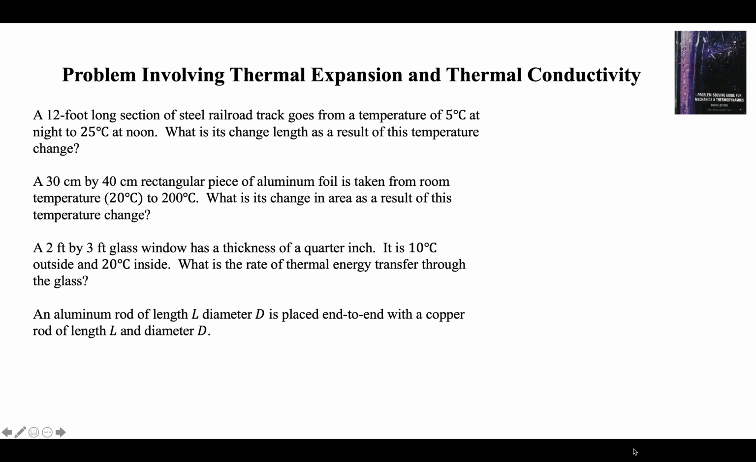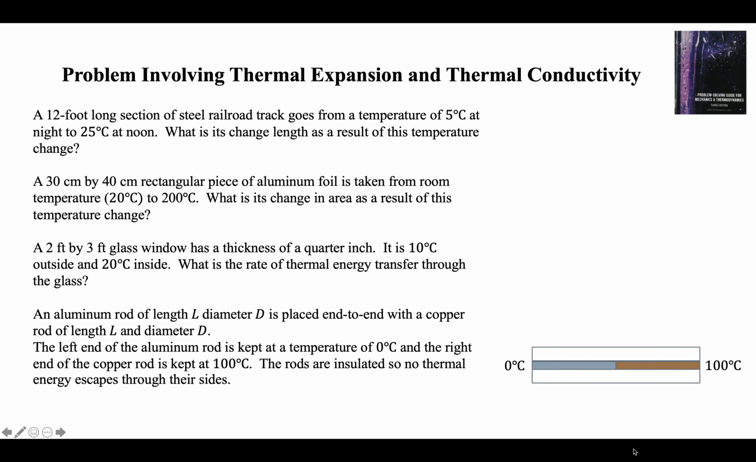Here's another problem, a bit more challenging. An aluminum rod of length L and diameter D is placed end to end with a copper rod of length L and diameter D. There it is. The left end of the aluminum rod is kept at 0 degrees Celsius. The right end is kept at 100, and there's insulation around the rod, so no thermal energy leaks out the curved sides. What is the temperature at the interface between the two metals? What is the temperature right here?